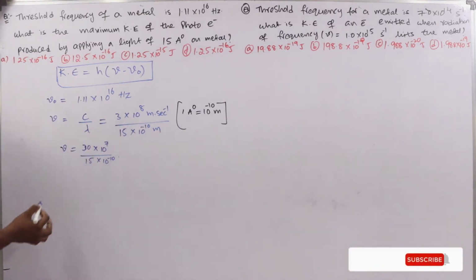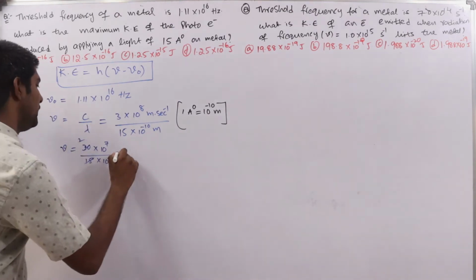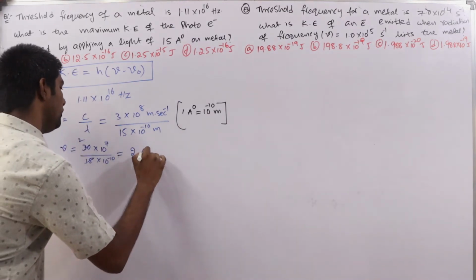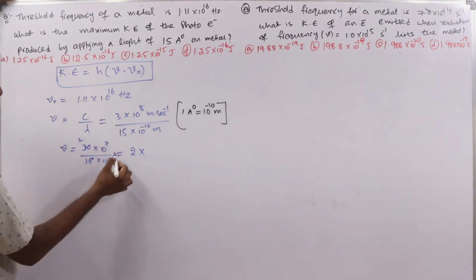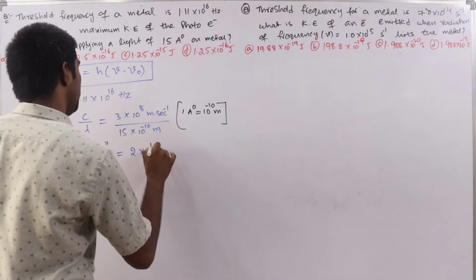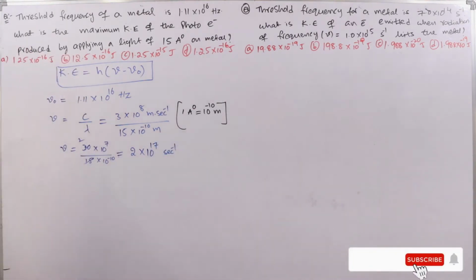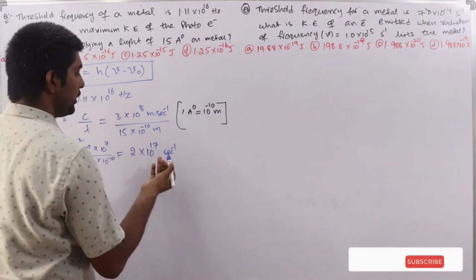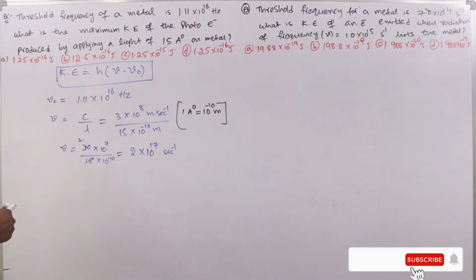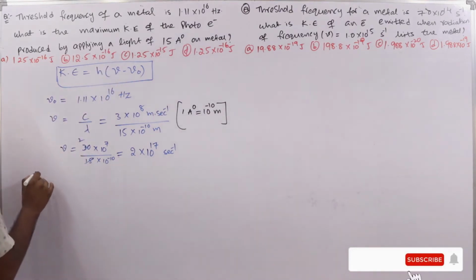So we are writing 3 into 10 power 8 this way. So 15, 2 times it will get cancelled. So we get 2 into, if it goes into the numerator, that becomes 10 power 10. So 2 into 10 power 17 second inverse. Okay, that is nothing but 2 into 10 power 17 Hz. Now if you substitute these two in this relation, we get the kinetic energy.